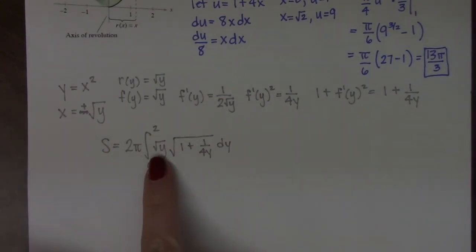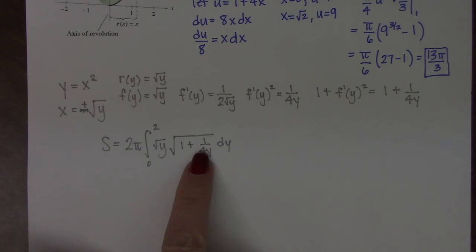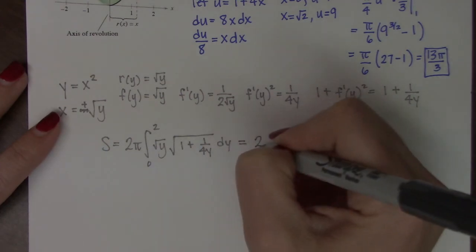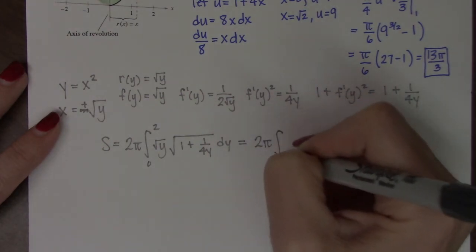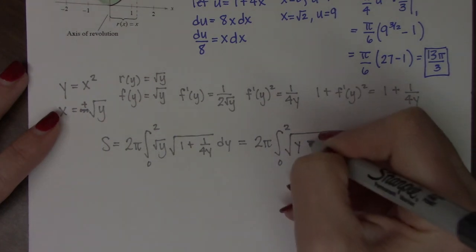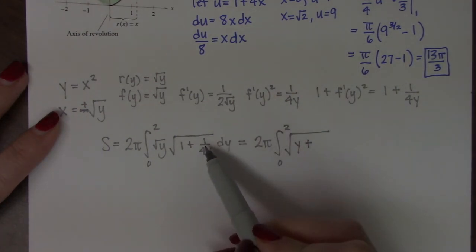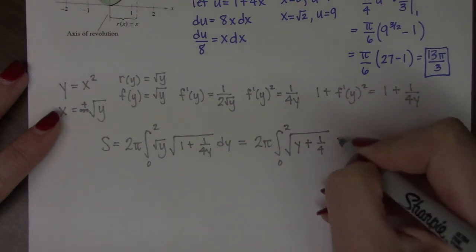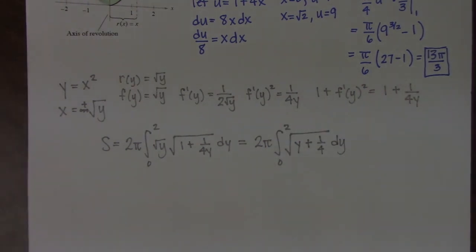Well, since I have y to the 1/2 times something to the 1/2, I can actually move the y inside the radical and distribute it across. So this is the same thing as saying y plus, and if you multiply this by y, the y cancels and we get y plus 1/4 dy. Well, this can also be completed using a u substitution.